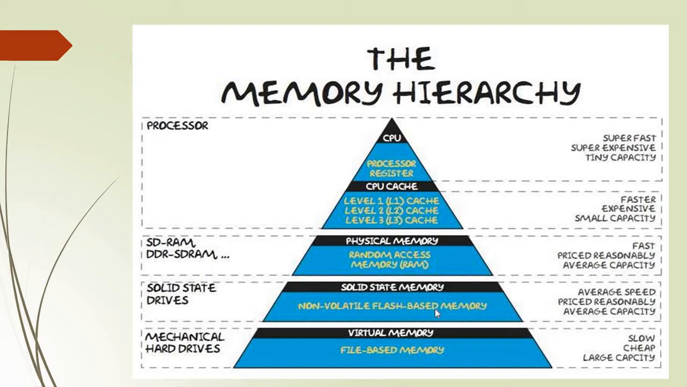Solid state devices as memory are non-volatile flash based memory whose speed is average. If the speed is average, then the storage capacity is average too. And the last is the mechanical hard drive, which is the virtual memory, basically used for file based storage, which is cheaper, slower, and has large capacity. So this is the memory hierarchy on the basis of which we store the data, information and instructions in the memory system.